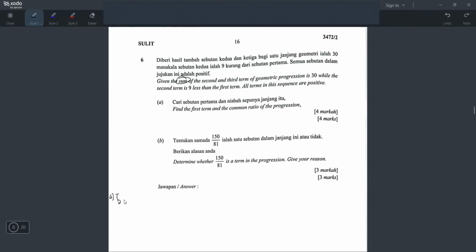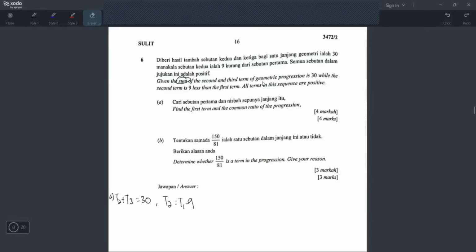So T2 plus T3, right? So sum of second term and third term is 30, means T2 plus T3 is 30, right? Sum means you take the term 2, term 3 plus. And then the second term is 9 less than the first term. How to write this? Second term is actually T1 minus 9 lah. Because they say second term is 9 less than the first term, right? It means if you take T1 minus 9, you get T2 lah. Okay, or maybe you want to write like this, T2 plus 9 equals T1. Can also, it's the same thing, right?